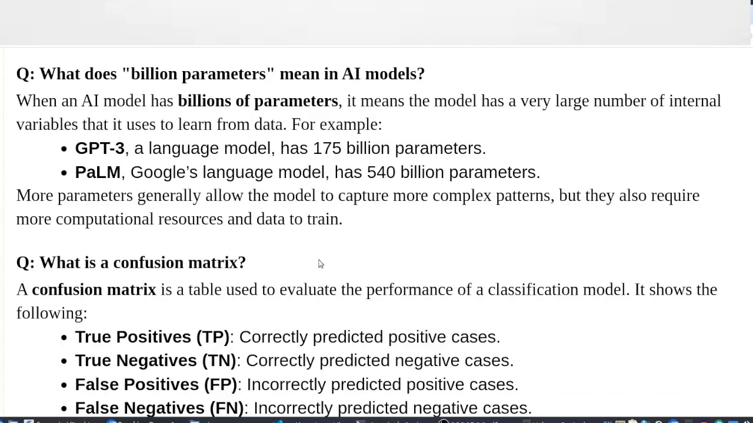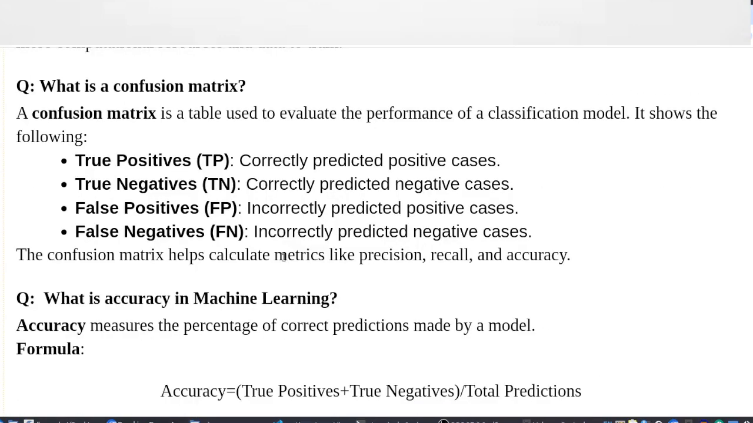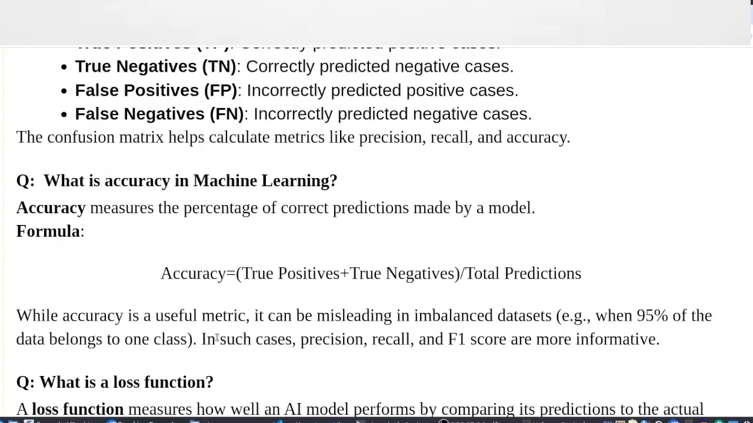What is a confusion matrix? Confusion matrix is a table used to evaluate the performance of a classification model. So it is basically helping to calculate metrics like precision, recall, and accuracy. Accuracy measures the percentage of correct predictions made by the model. So basically accuracy equal to true positives plus true negatives divided by total predictions. While accuracy is a useful metric, it can be misleading in imbalanced datasets, for example, when 90% of the data belongs to one class. In such cases, precision, recall, and F1 score are more informative.